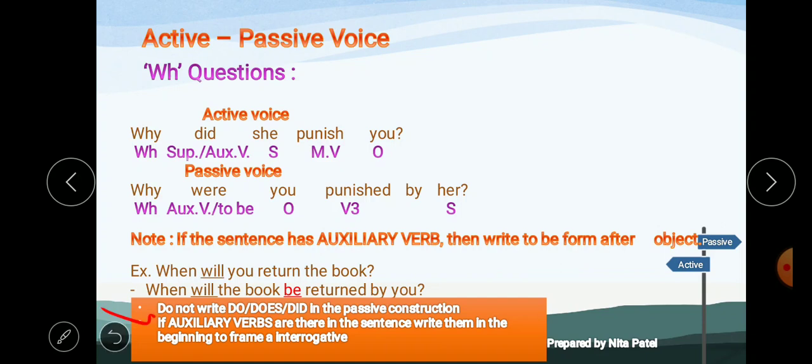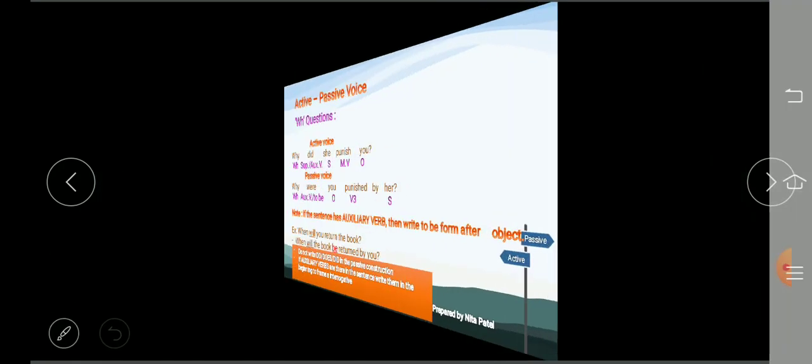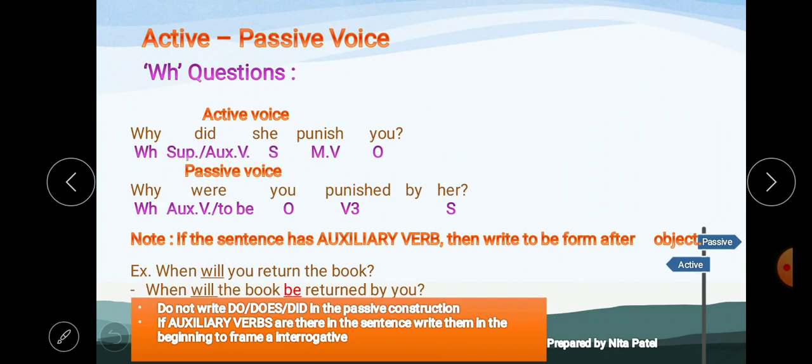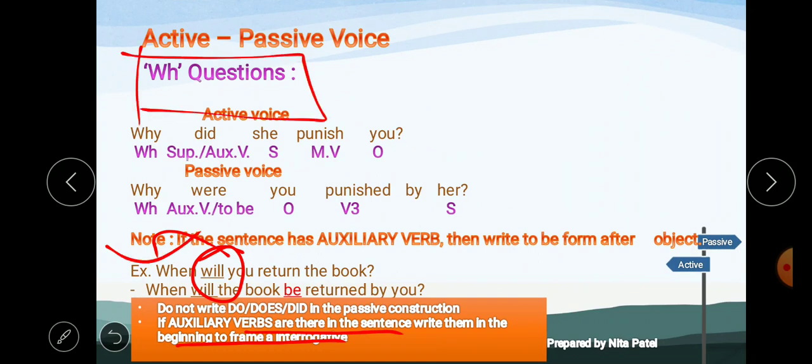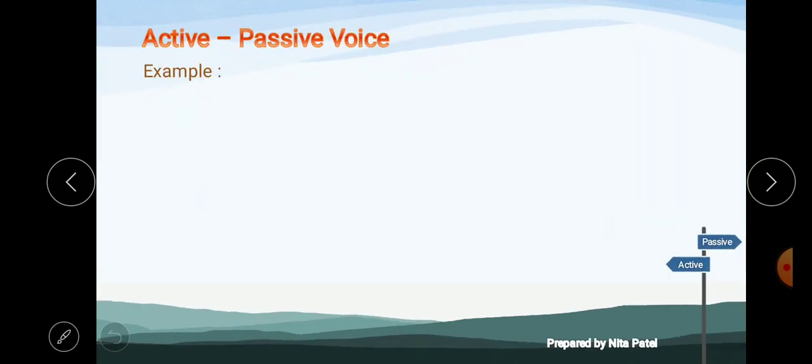The same rules are written here which are there in the interrogative sentences. First, do not write do, does, did in the passive constructions because they are supporting verbs. We don't require them. And second, if auxiliary verbs are there in the sentence, write them in the beginning to frame the interrogative. Now, in the beginning we'll write that, but before it we will put the WH word because it is a different interrogative sentence. Only that difference is there, otherwise all things are the same.